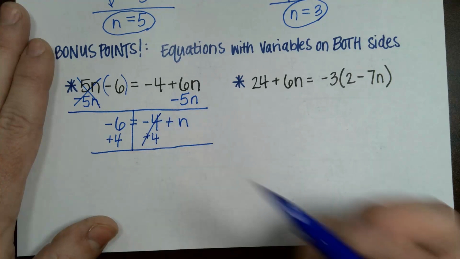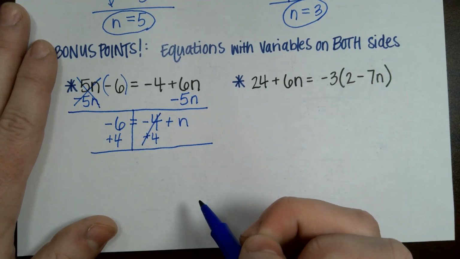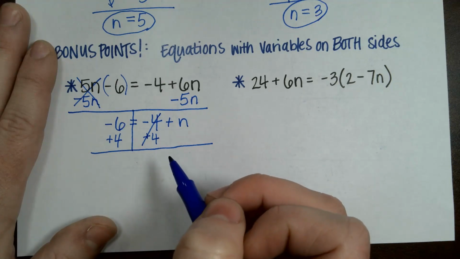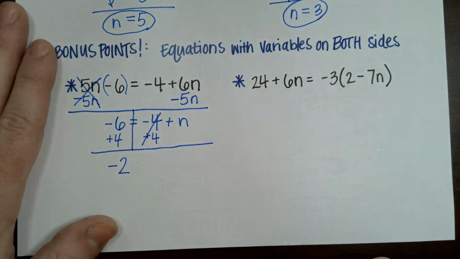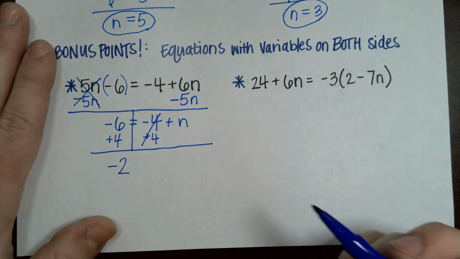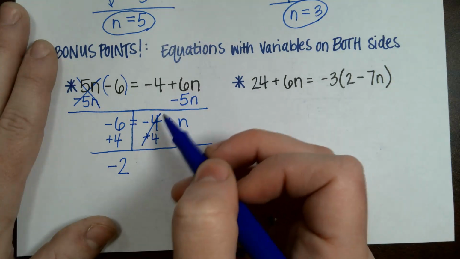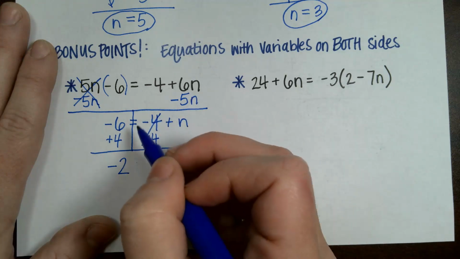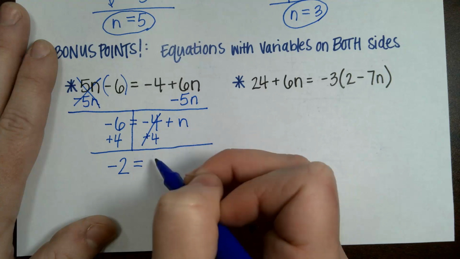Yep, my 4's will cancel. And what next? Negative 6 plus 4. Yeah, what's negative 6 plus 4? Negative 2. Then what? Oh, plus n. Is there anything left over here? No. Nope, and I've got an equal sign. I need to bring everything down, guys, right? So I'm going to write negative 2 equals n.